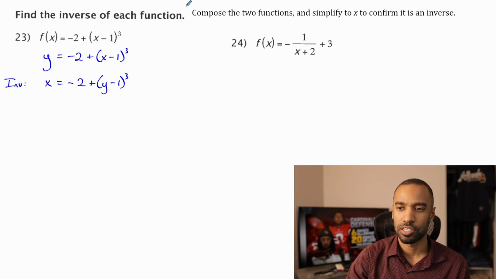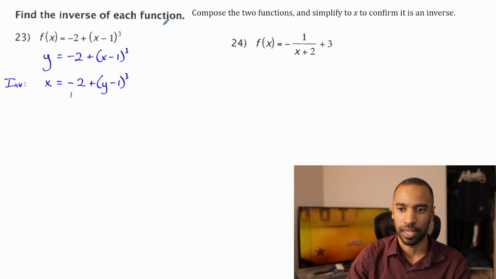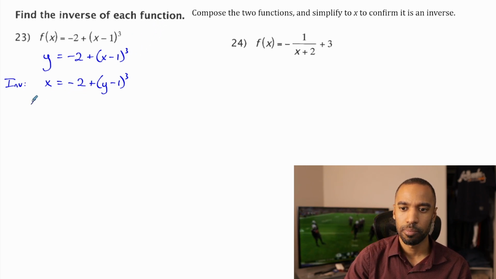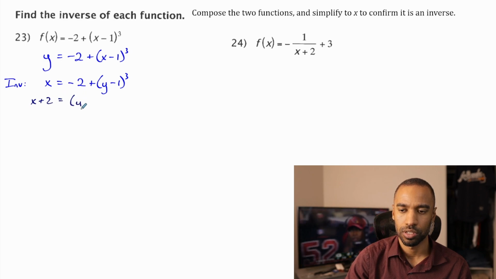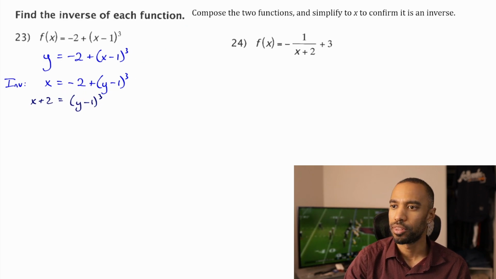So in getting y by itself, let's go ahead and add 2 to both sides. I'm sorry, you know what I'm doing there. Add 2 to both sides. I get x plus 2 equals y minus 1 quantity cubed. I will put this step, though.